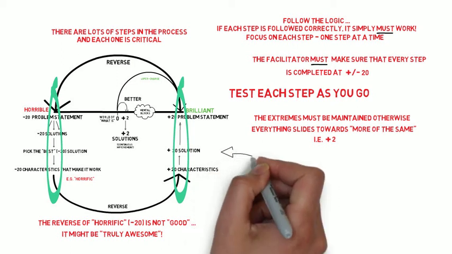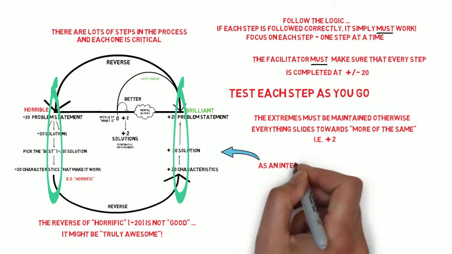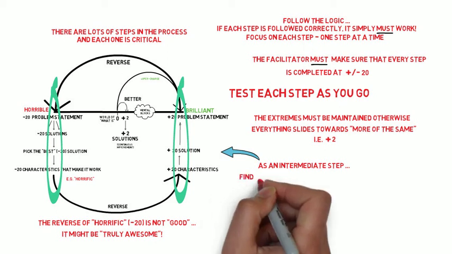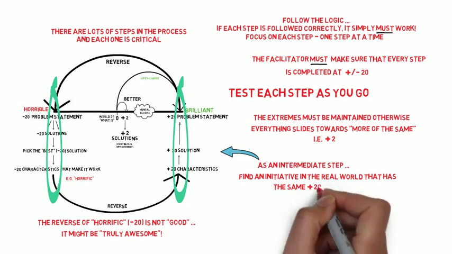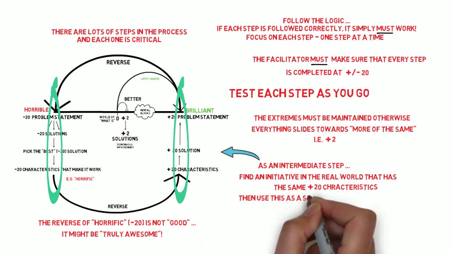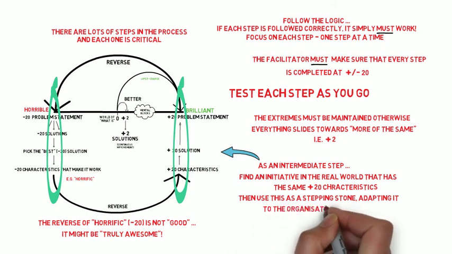The final step is also key, clearly, converting the +20 characteristics to a +20 solution. And my top tip is there is a possible intermediate step you can introduce, which is simply finding an initiative in the real world that has those +20 characteristics. Don't worry about the organizational context, just look across the entire world and all aspects of it and see if you can think of any initiative that has those +20 characteristics. If you can find something, you can simply use that as a stepping stone, adapting that solution in the real world as a metaphor for something in the organization in question.